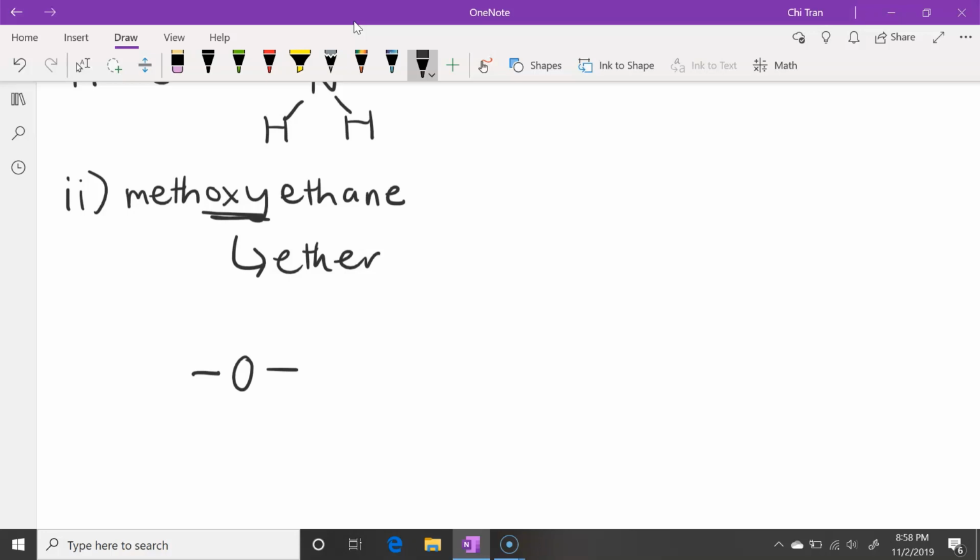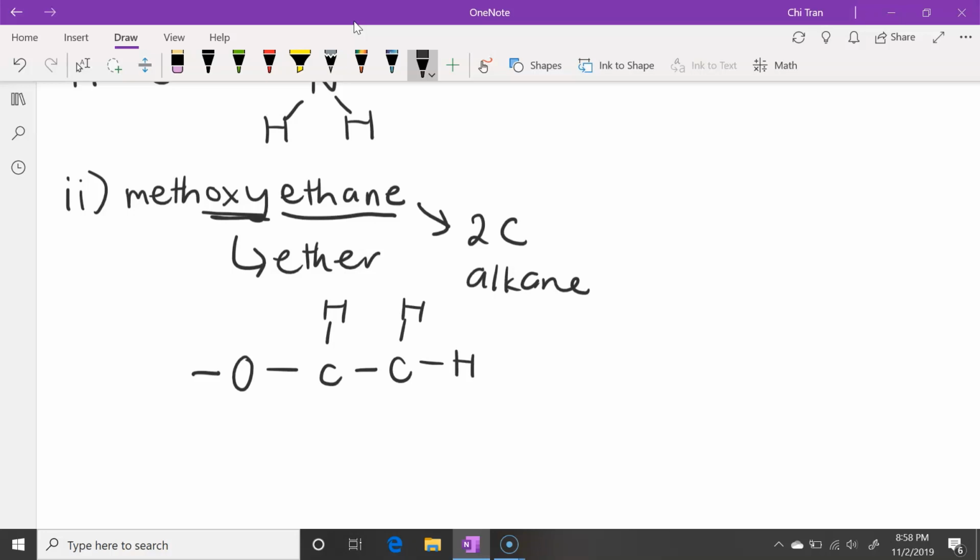So we first need to look at the longest carbon chain again. So we have ethane, and that tells us there's 2 carbon as well as it's an alkane. So on the right side of the oxygen, it's bonded to an ethane. So here I've drawn it out. And then meth tells us that there's only 1 carbon, and that will be our substituent. So on the other side of oxygen, we will draw out this portion right here, and we have the completed organic compound.